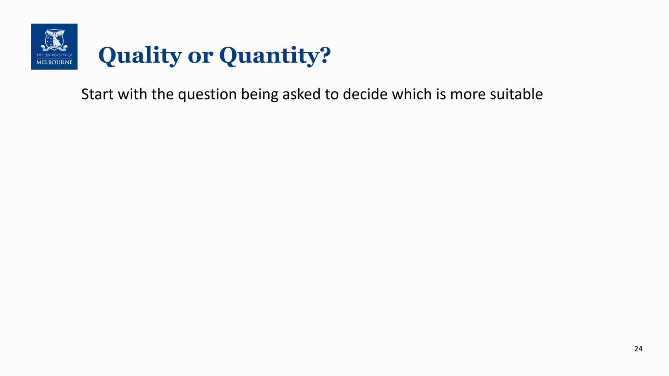Before beginning your imaging, you should first think about the question that you're trying to answer with these images and decide what's a more suitable route to take. Should you focus on quantity of images or the quality?